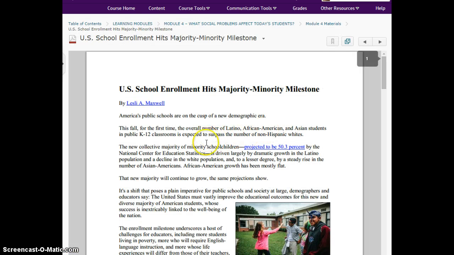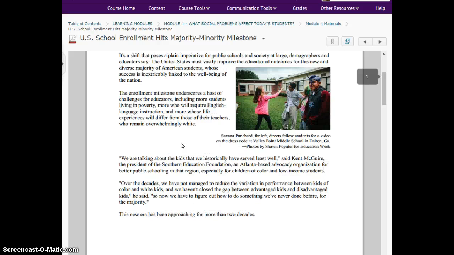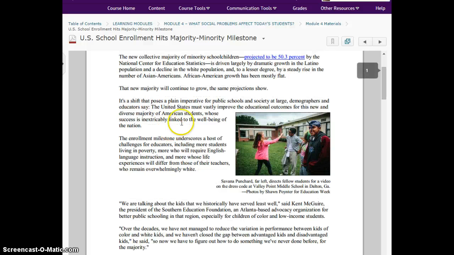This is another recent article about a milestone that we've reached very recently. And again, this is something that's covered on the quiz, but it's a very important milestone in terms of the percentages of students in the classrooms these days.